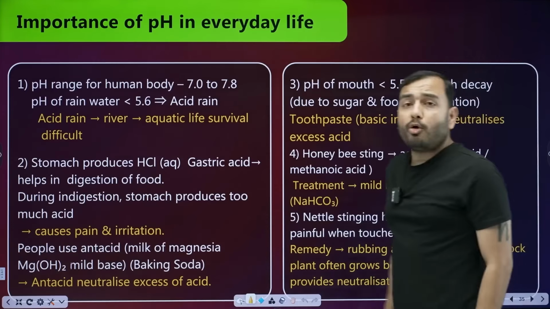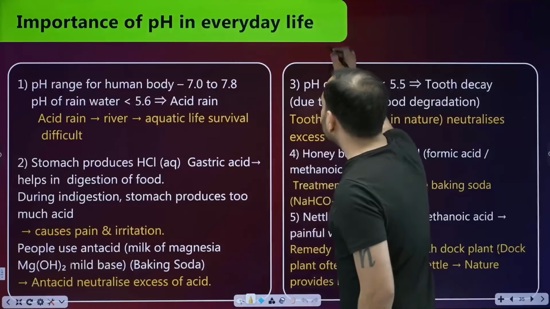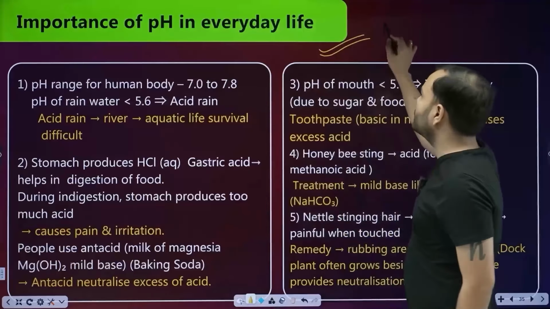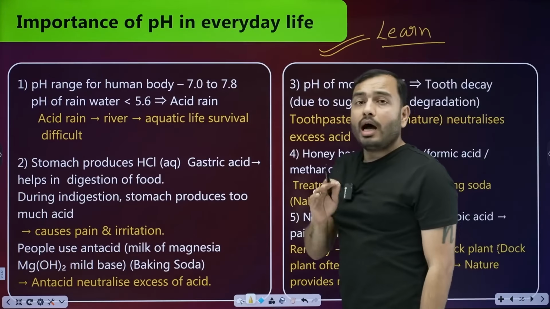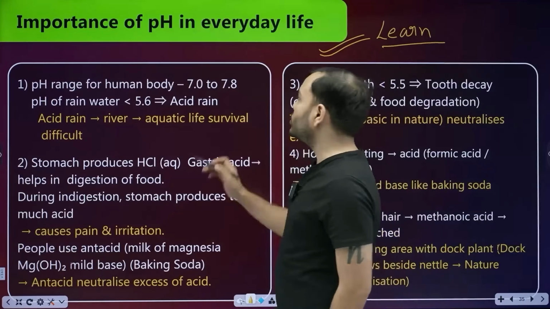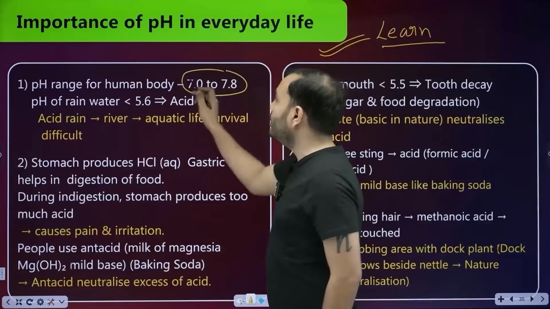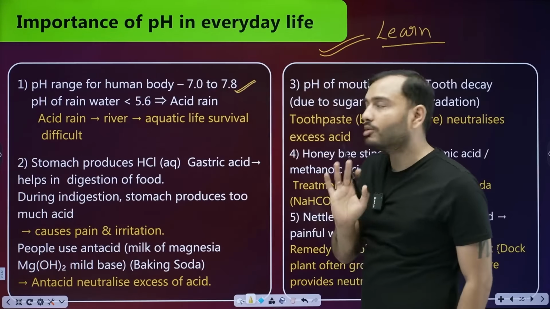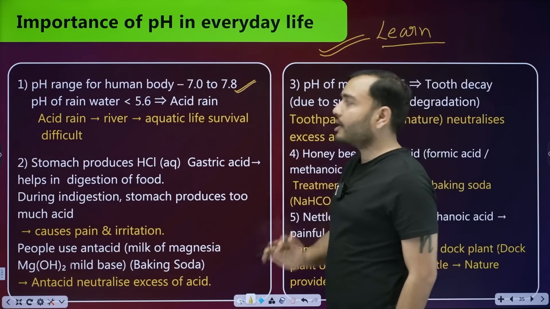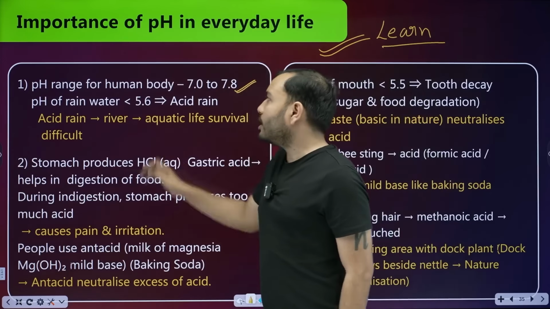Next is importance of pH in everyday life. Sometimes one or two questions come from here. I'm telling you all this because this is theory. In our bodies, human bodies, the pH range is 7 to 7.8. Asked in last year's exam 2025, taught last year also. 7 to 7.8.